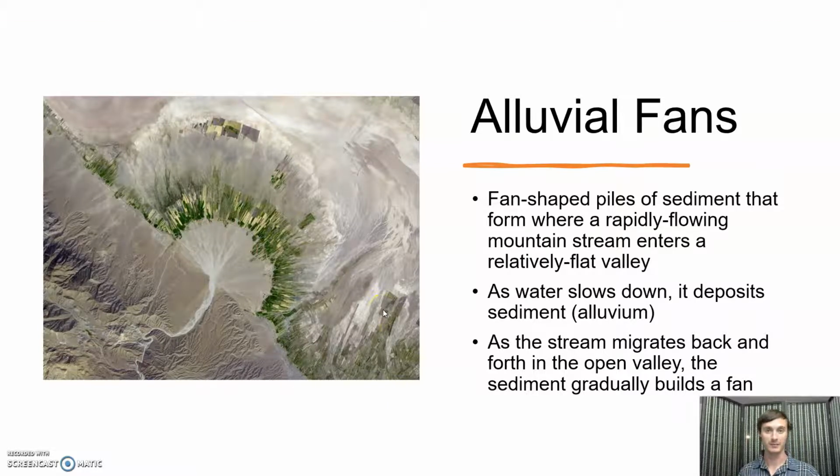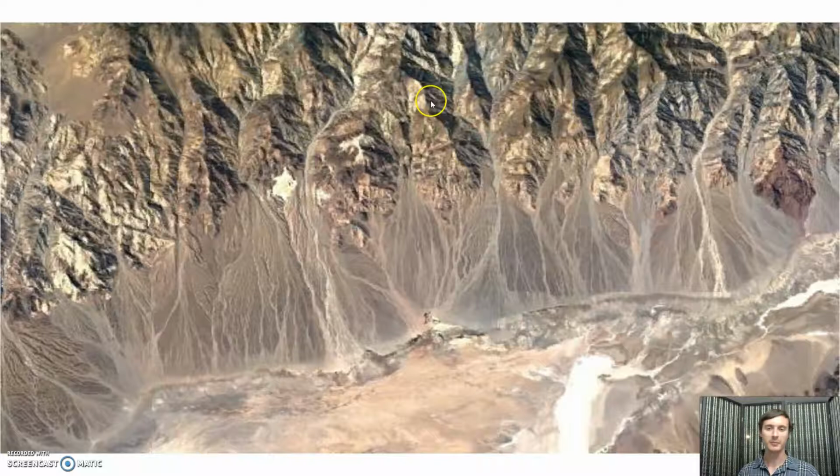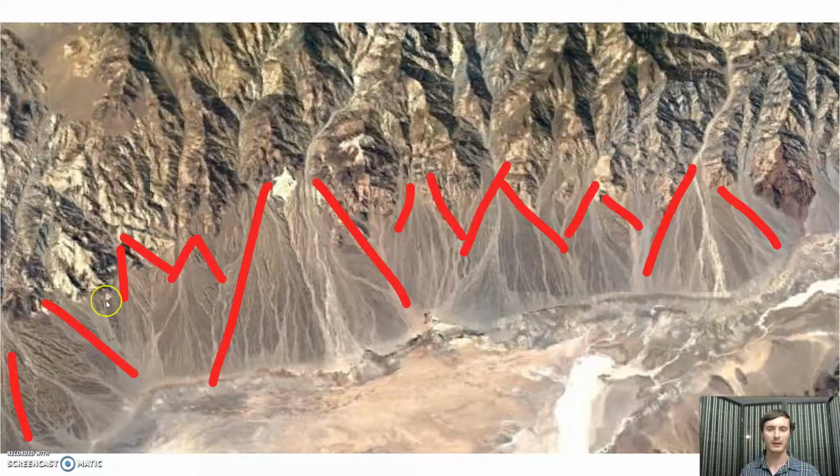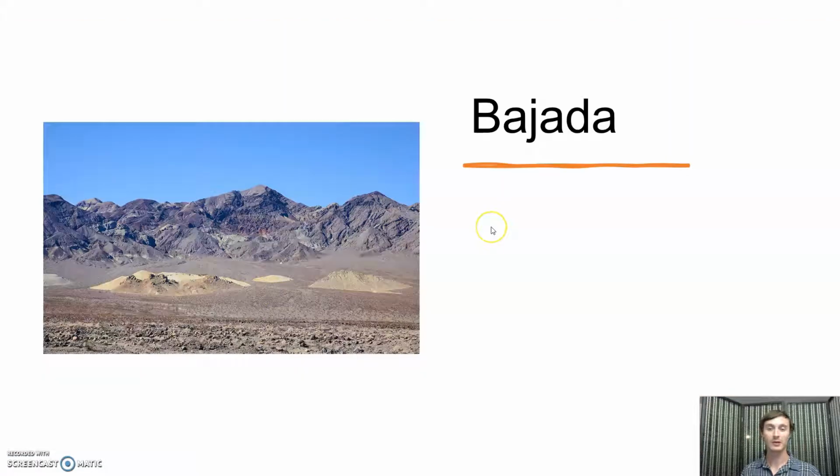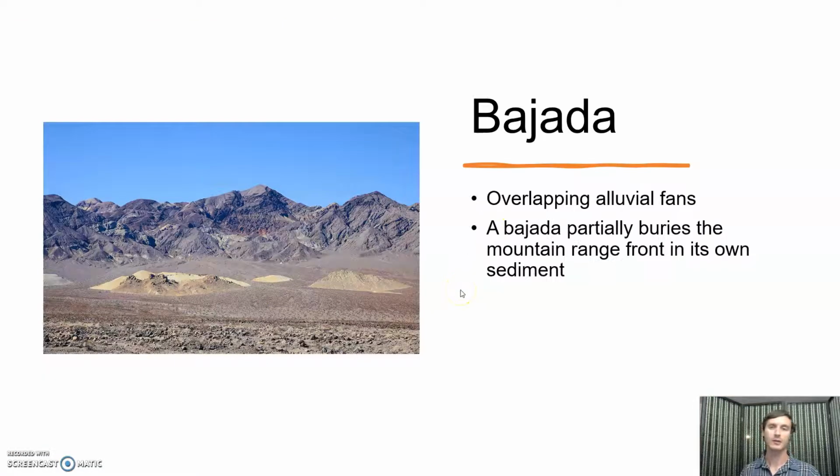Now, sometimes we'll have all of these mountain streams that are sort of going in parallel here, and each one is building its own fan, and those fans start to sort of overlap, right? You can see there's a fan here, here, here, here, here, right? A lot of fans here, they tend to overlap and form what is called a bajada. So these are going to be our overlapping alluvial fans, right? We can see them at the base of the mountains here. It's actually going to bury the front part of the mountain range in sediment that's coming off of the mountain range itself. And like with our alluvial fans, this is going to be sediment deposition due to water.